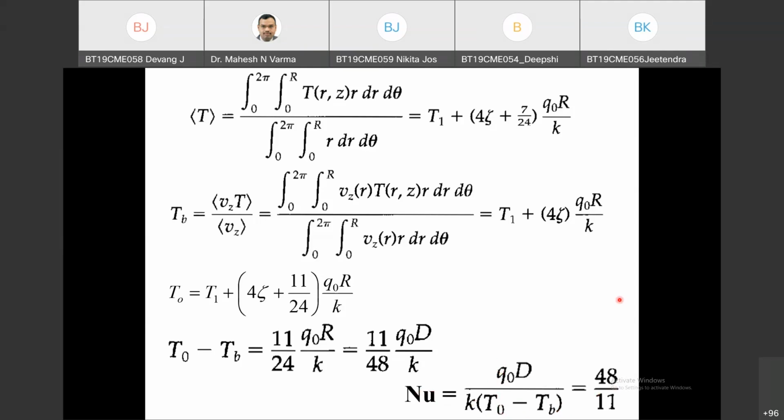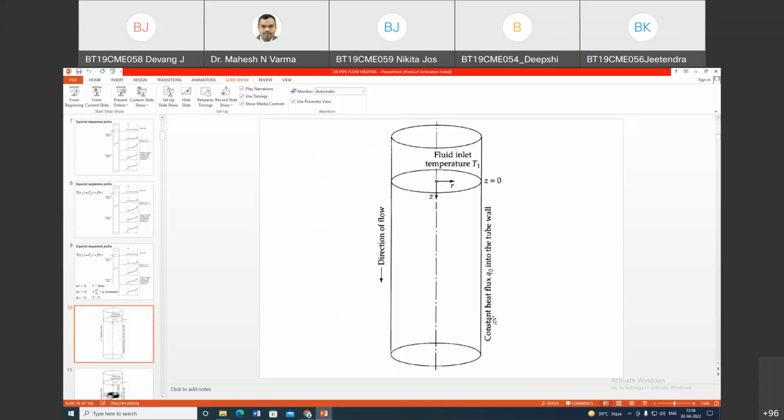This is a very specific and very important finding for this problem, when you have a flow of fluid through a pipe which is uniformly heated with a flux Q0 on the wall. So overall, for this problem, the Nusselt number is observed to be 48 by 11. Okay, so this is what we were expected to discuss.